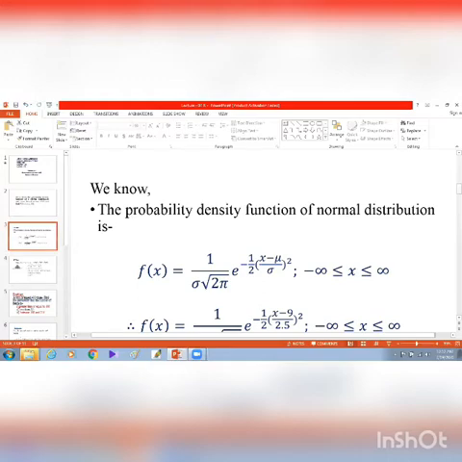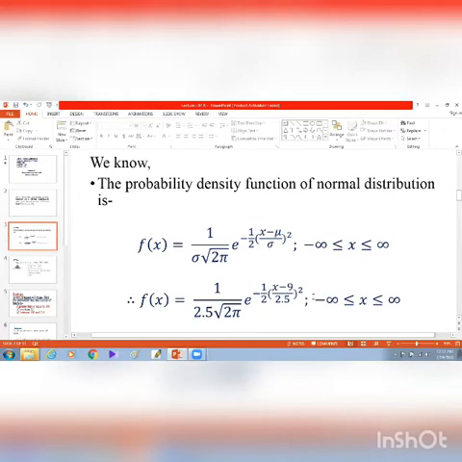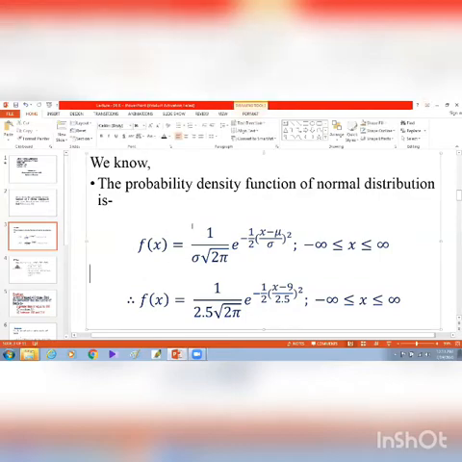Firstly, normally we know that the probability density function of a normal distribution is f of x equal to 1 divided by sigma root 2 pi e to the power minus half x minus mu divided by sigma whole square, where x lies between minus infinity to plus infinity. This is the normal probability density function of normal distribution.